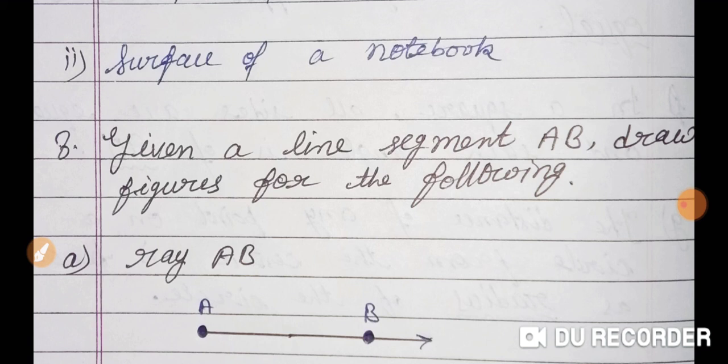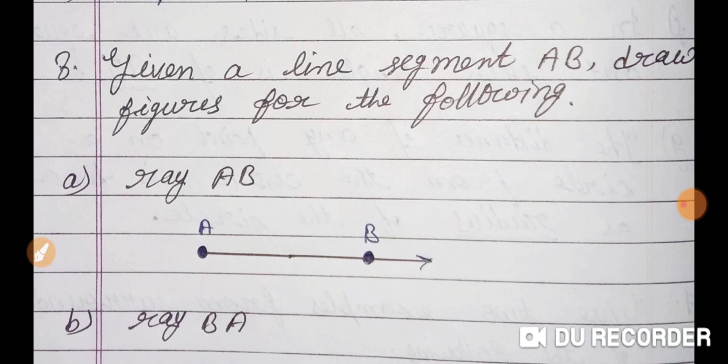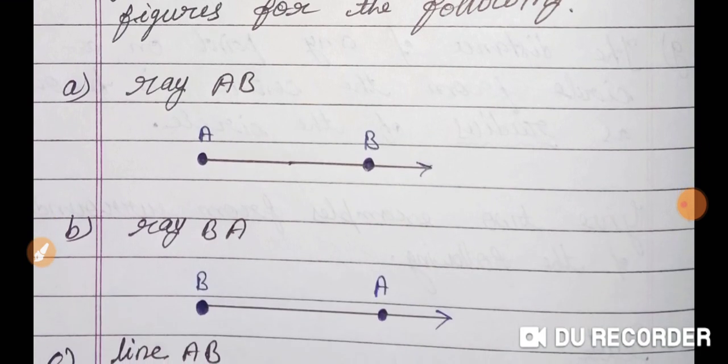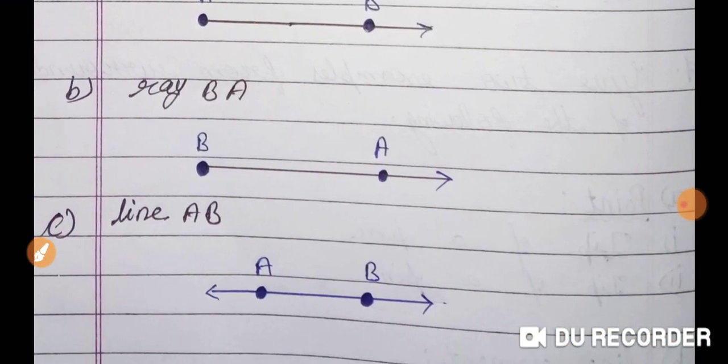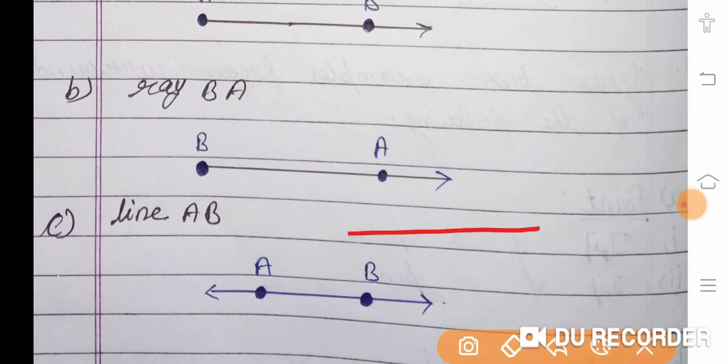Given line segment AB, draw the figure for the following. Ray AB you have to draw, so here A and B, A to B. Okay my dear. Now ray BA, so B to A. Line AB, which can move in both directions. A, B, like this here.